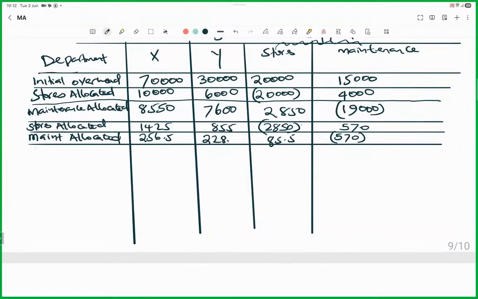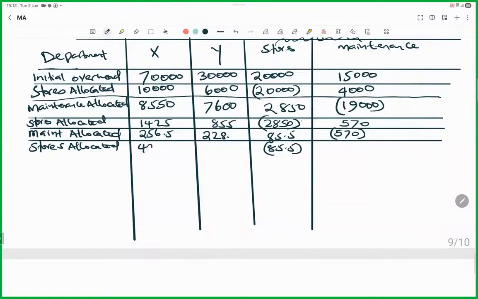So come and tell us, stores allocated. How much do you want to reallocate from there? 85.5. Want to remove everything to be left with 0. Remember this 50%, 30%, 20%. So 50% of this is 40.75, right? How about 30% of this? 25 point. How about 20% of this?